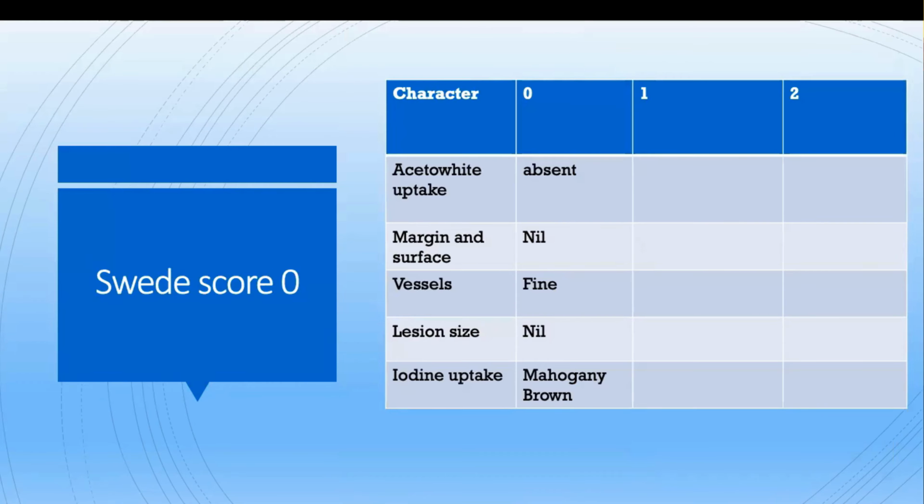So if we want to characterize through the Swede score, there is no acetic acid uptake. So the question of margin does not arise. The blood vessels which were seen were fine. There is no lesion and the iodine uptake is mahogany brown. So this becomes a 0 Swede score and a normal colposcopy.